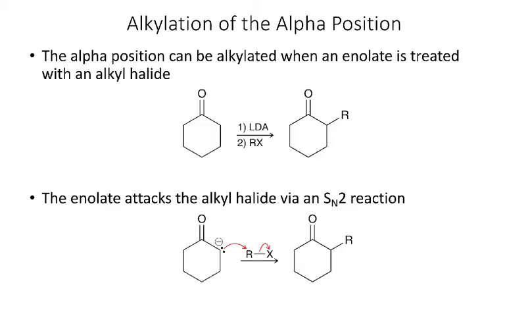All right, in this video we're going to look at alkylation of the alpha position. We can attach an alkyl group to the alpha position when we react an enolate with an alkyl halide. First we use a strong base to form the enolate, then react that with an alkyl halide, and the reaction actually proceeds via an SN2 reaction. The enolate acts as the nucleophile, and then the halogen pops off as a leaving group.